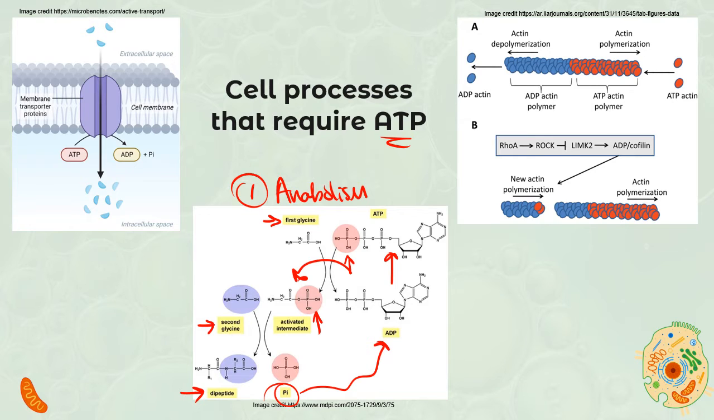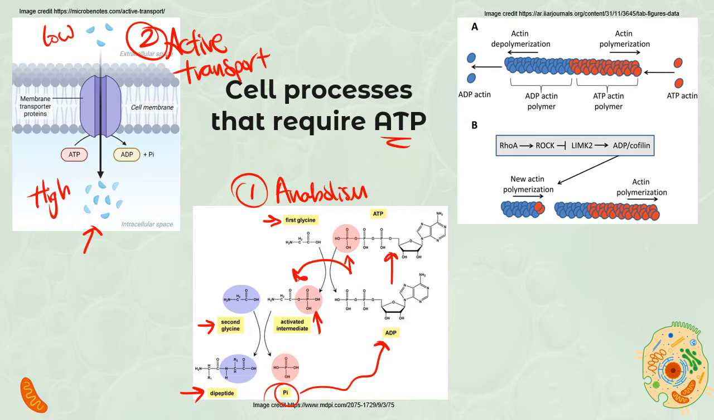Another cell process that requires ATP, this guy right here, is active transport. Remember that active transport is the movement of molecules against their concentration gradient. So I'm going from low concentration to high concentration. We're trying to hoard these molecules together. The universe is not stable when we hoard things, so we need energy to make it happen.